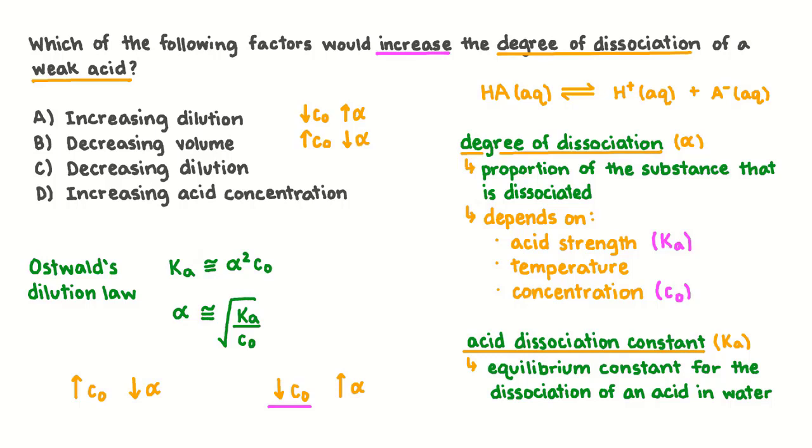Answer choice C is the opposite of answer choice A. Decreasing dilution will cause an increase in the concentration, so the degree of dissociation will decrease. Lastly, we know that increasing the acid concentration will cause a decrease in the degree of dissociation. So the factor that would increase the degree of dissociation of a weak acid is answer choice A, increasing dilution.